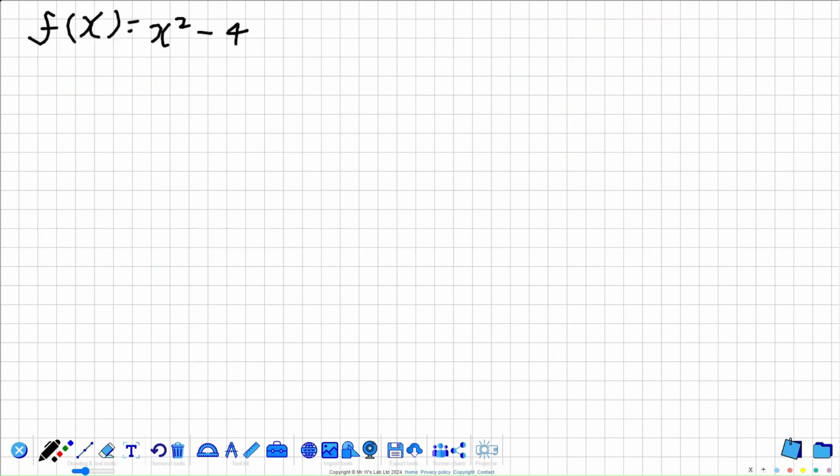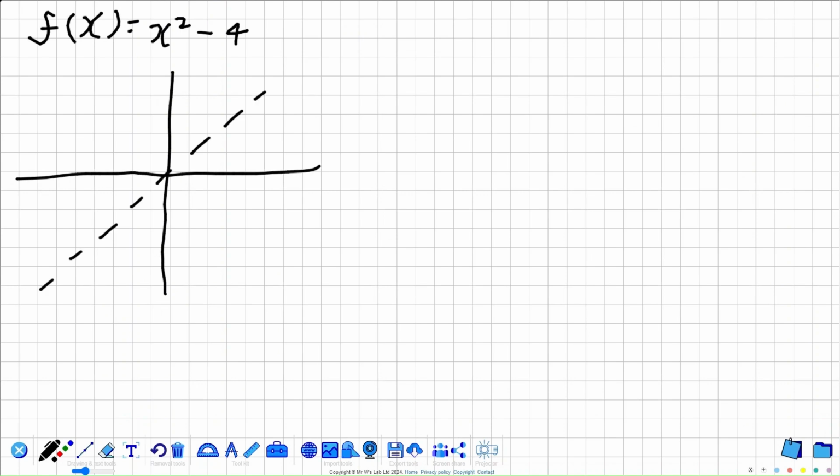Alright, so now we've got the function f(x) equals x squared minus 4. What we've got to do first is put this onto a graph, and then draw the reflection along y equals x. I'm just going to draw the y equals x line, and using a graphics calculator shows that this graph looks a little bit like that. Right, and to draw the inverse, I'm just going to do around about like that, I believe.